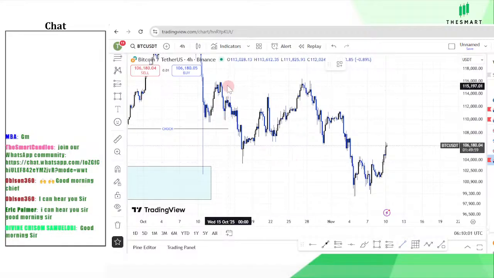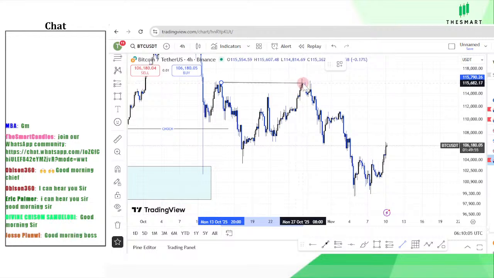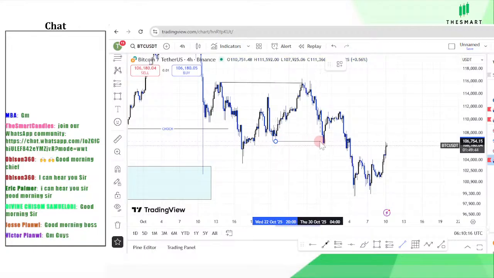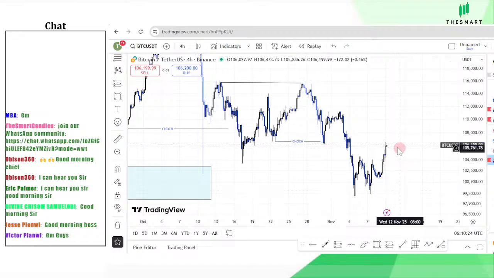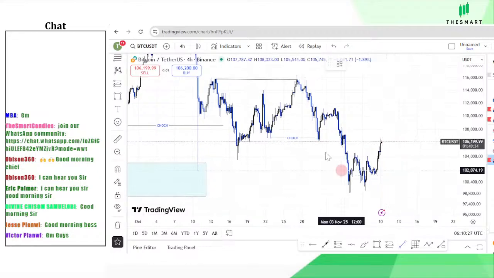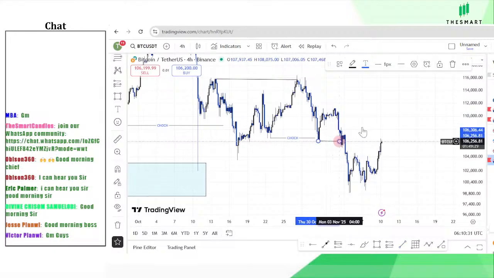So if you look at this level here, price took out this supply, we had a sweep, and price continued to the downside, giving us what? A change of character at this level. We had this change of character on 4 hours. After having that change of character, the next thing we had was a break of structure on 4 hours.